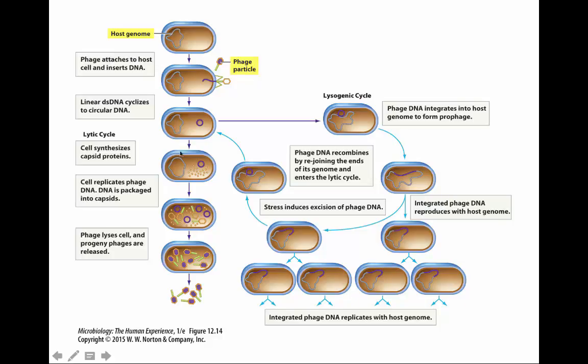So the bacterial cell makes the virus proteins, makes more of the genome, and then the virus particles get assembled in the assembly step and maturation. Once the virus particles are complete, the cell gets lysed, the bacterial cell dies, and the viruses are released.